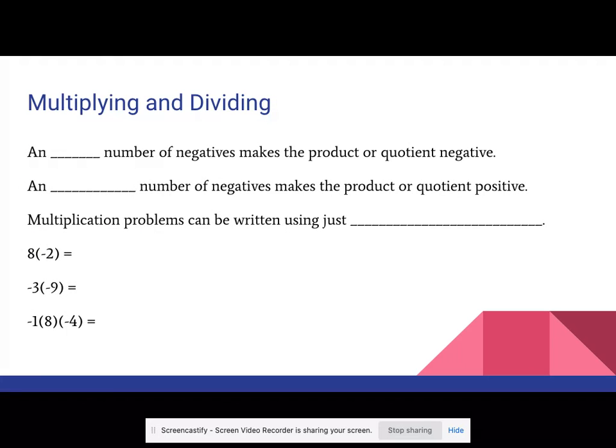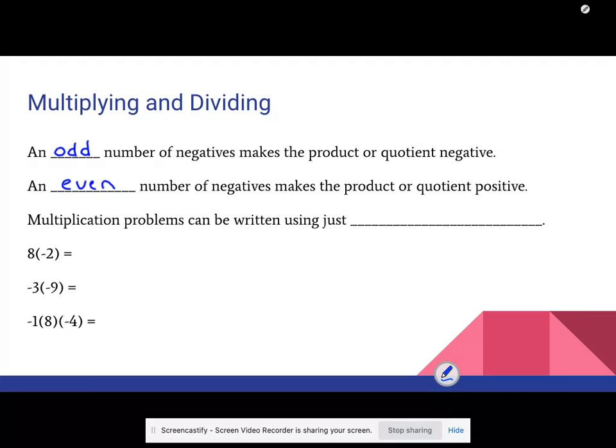Another thing you can think about is that an odd number of negatives makes the product or quotient negative. So if I have one negative number, or three negative numbers, or five negative numbers, and I'm multiplying all of them together, I'm going to get a negative answer. An even number of negatives makes a product or quotient positive. So if I had two or four negatives that I'm multiplying together, you get a positive answer.